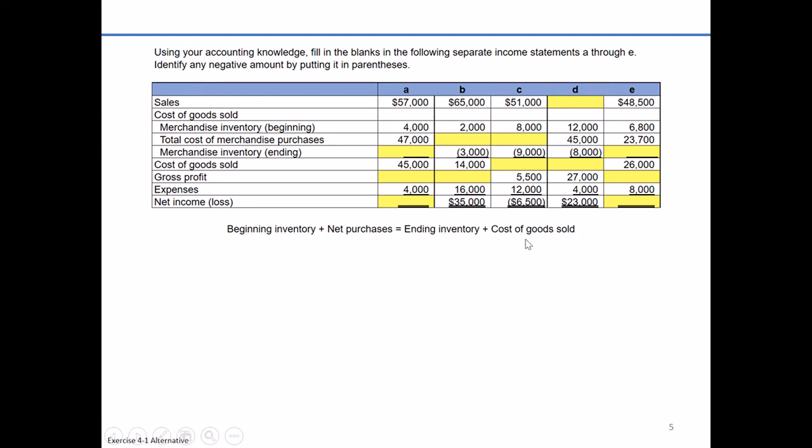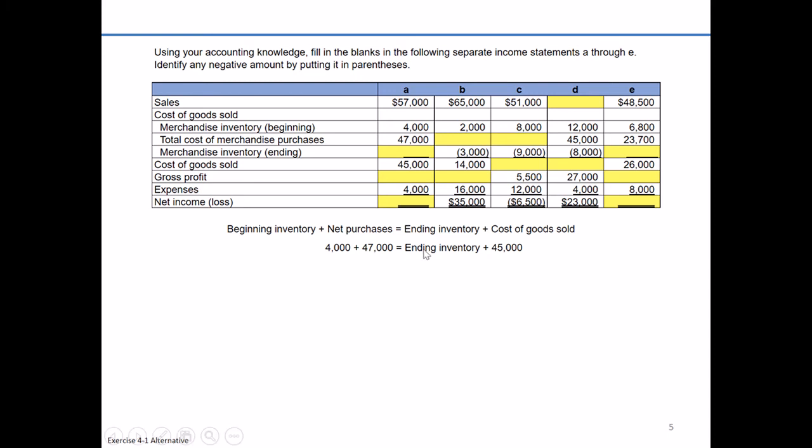So what we can do is use algebra to move these various figures around and start to fill in the holes of what we know and figure out what we don't know. Beginning inventory we have listed as 4,000. Then we have net purchases of 47,000. So ultimately, if we add 4,000 plus 47,000 together, we would have $51,000 worth of inventory available to sell.